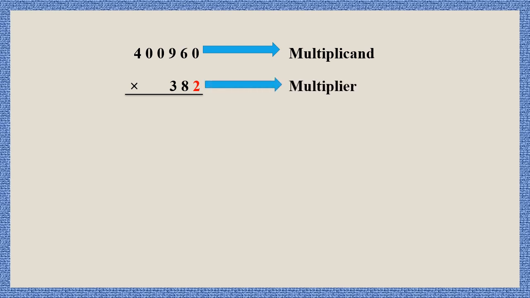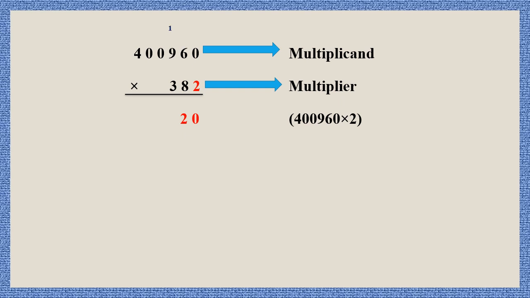In order to multiply these two numbers, we first have to multiply the 2 of the multiplier with all the digits in the multiplicand. So let's start multiplying. We will first multiply 2 with 0. So 2 times 0 is 0. 2 times 6 is 12. 2 will be written in the answer and 1 will be written as carry above 9.